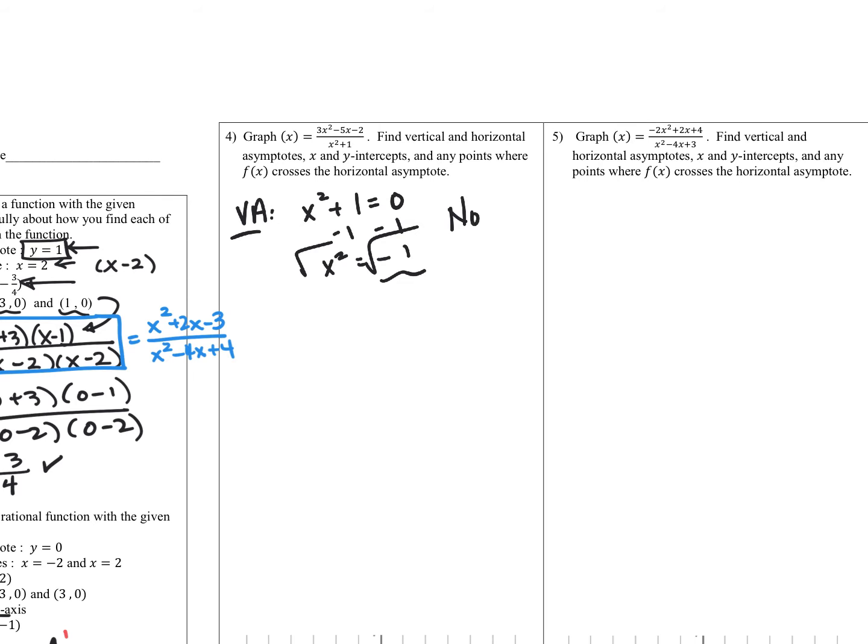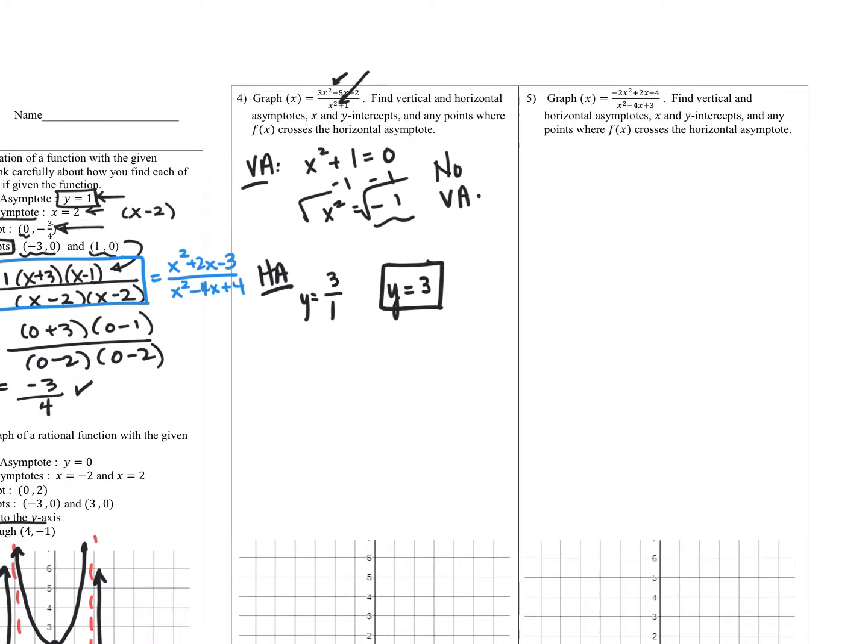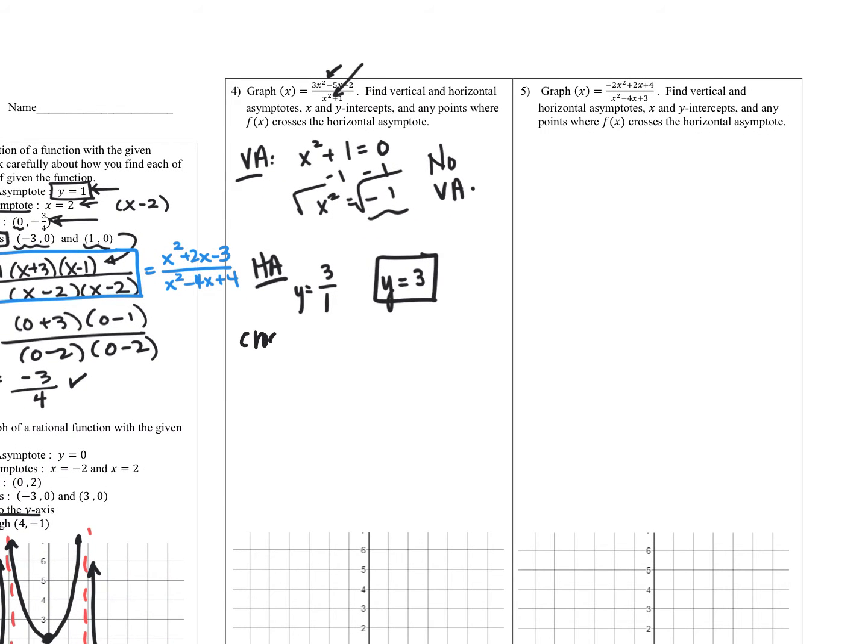So there are no vertical asymptotes. To find the horizontal asymptotes, we look at the degree. They both have power 2, so then it's going to be 3 over 1. So that means as our x's get really, really big, we're going to approach the line y equals 3. Now we do want to see if we cross that line.